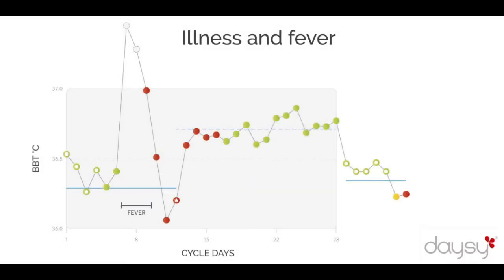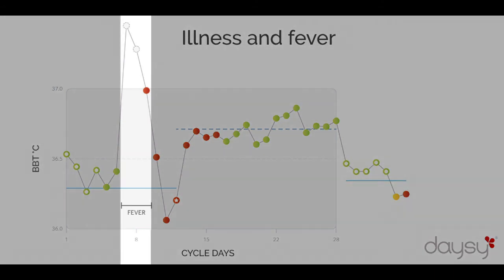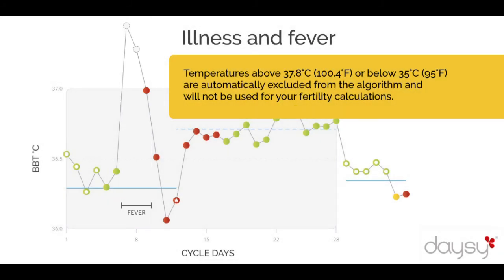A fever is when your body temperature reaches at least 38 degrees Celsius, which is 100.4 degrees Fahrenheit. If this is the case, you will most likely feel ill and you will notice that your temperature curve is unusually high. The Daysy Day app will alert you that your temperature is high and recommend you temp with a standard medical thermometer. Temperatures above 37.8 degrees Celsius or below 35 degrees Celsius are automatically excluded from the algorithm and will not be used for your fertility calculations.